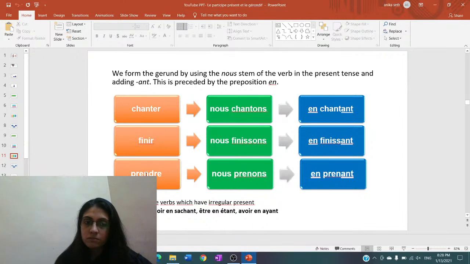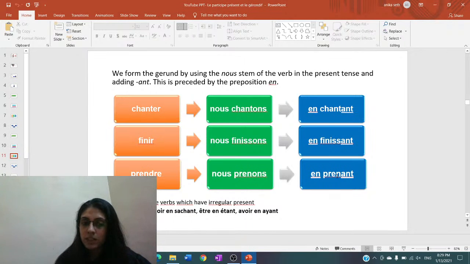Then prendre. Nous prenons. Remove ons. Put ant. Put the preposition en before this. En prenant. So, all the present participles, the formation we have already done. The same thing is to be done here also. The only thing to be added is the preposition en, because the present participle is preceded by the preposition en. So, en chantant, en finissant, en prenant.